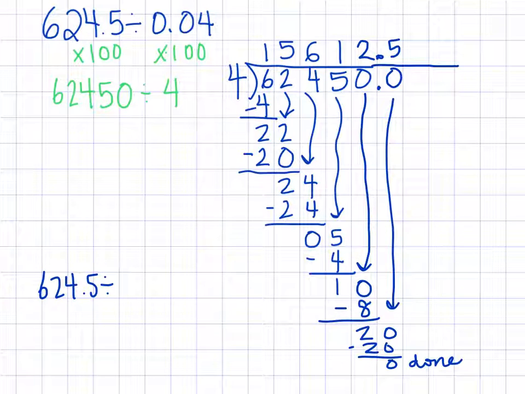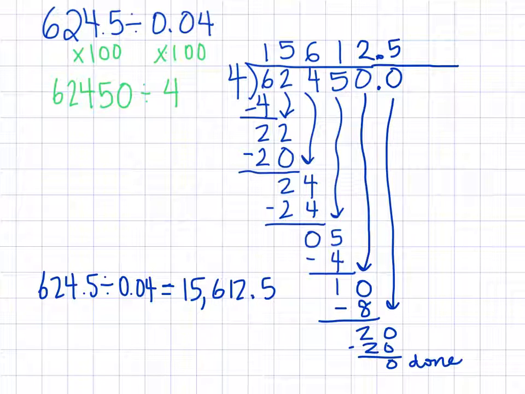624.5 divided by 4 hundredths is 15,612.5. When I'm taking out a very small portion, I want to know how many of these really small values are in here. I'm expecting a lot more.